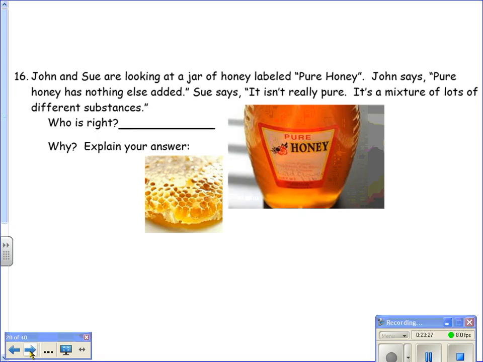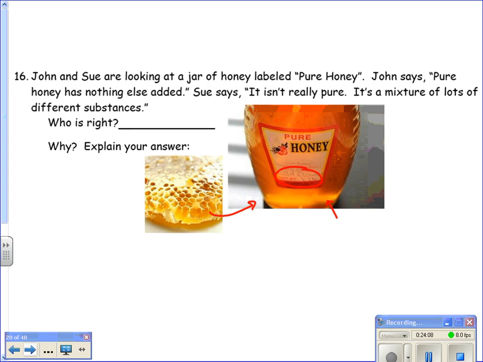So, 16 on your text reading asks, John and Sue are looking at a jar of honey labeled as pure honey. John says, well, pure honey has nothing else added. Sue says, it isn't really pure. It's a mixture of lots of different substances. Who is right? Well, part of that depends on a couple of things. This says wildflower, pure honey. So one would assume that this is what's coming out of the comb from the bee.